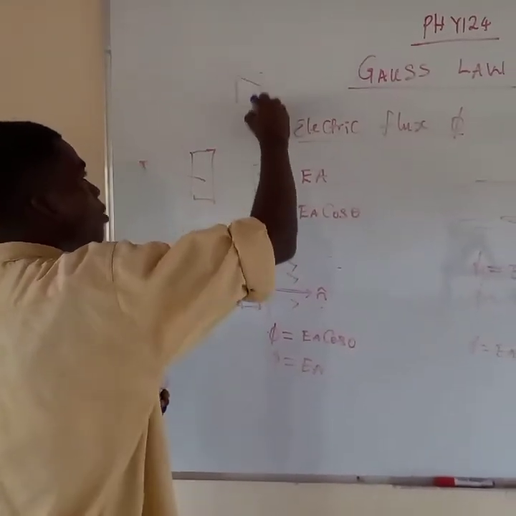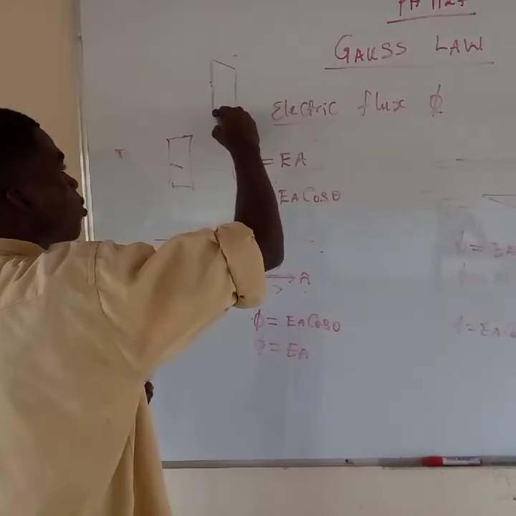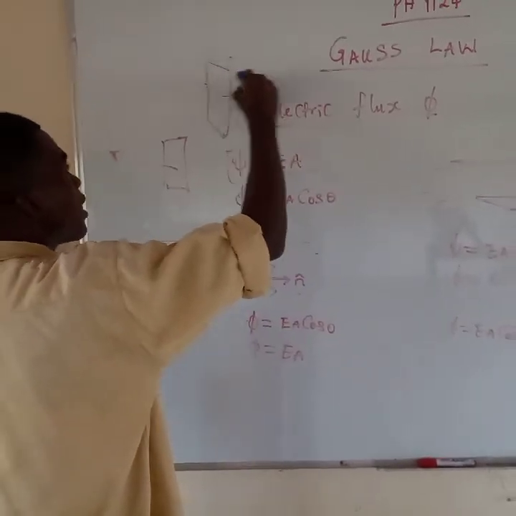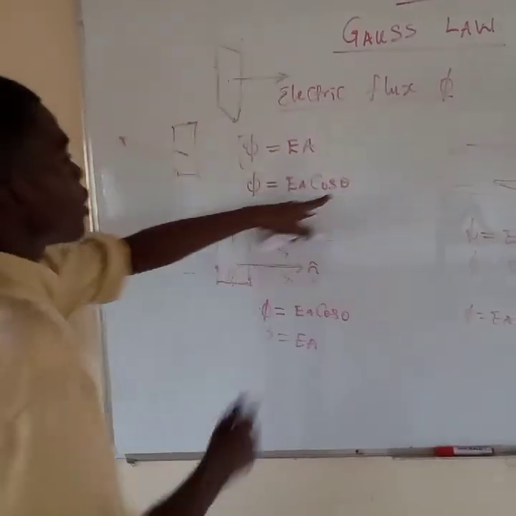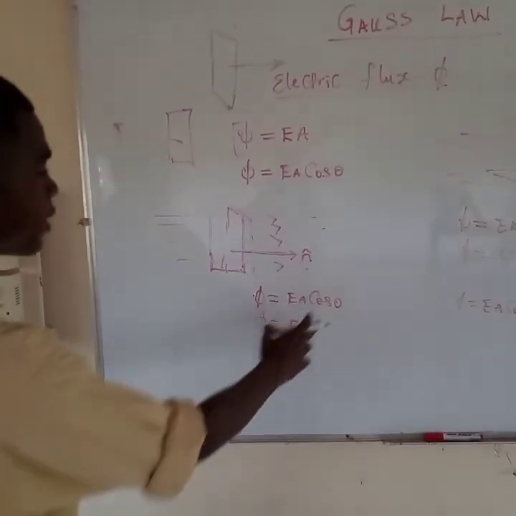If you need more explanation, you can put it on the comment section below. Bringing out a perpendicular line from the surface. So how the field is inclined with this surface will give you your theta. Now the first case was when it is what?